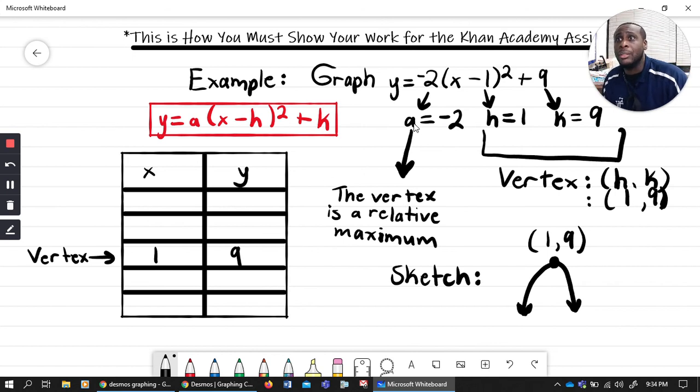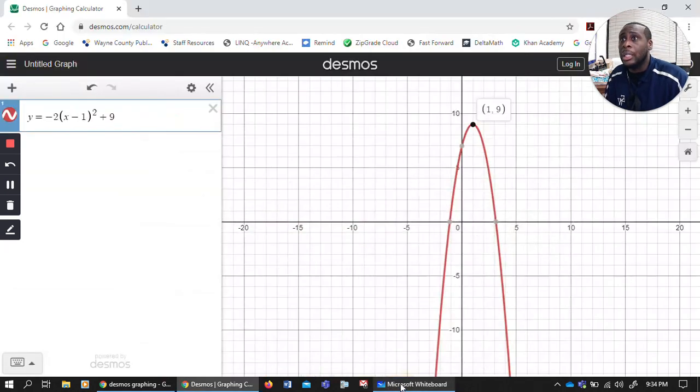You'll tell me that the vertex is either a relative maximum or a relative minimum. Just let me know that you know that the A value is determining that, and then do a little sketch for me of how that looks, and then I'm going to need you to do a table of values. All right, so again, we can identify those other points.